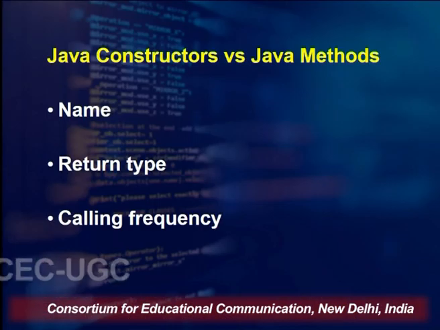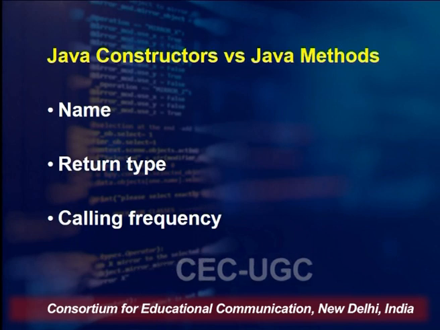Then considering the second parameter, which is return type, Java constructors, or any constructors for that matter, don't have any return type, not even void, while methods will have a return type. If there is no return type for a method, then the method's return type is specified as void, which specifies nothing. But a constructor is not supposed to have any return type, not even void. As far as calling frequency is concerned, constructors are called once at the time of creation of the object.